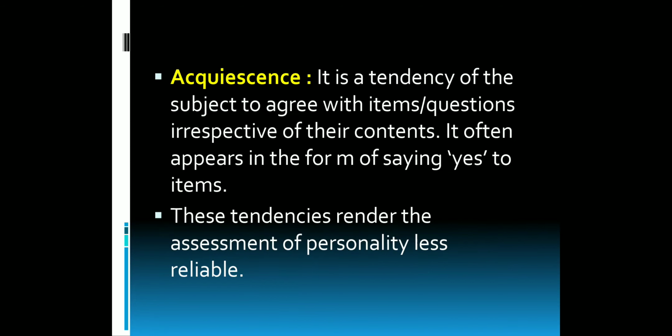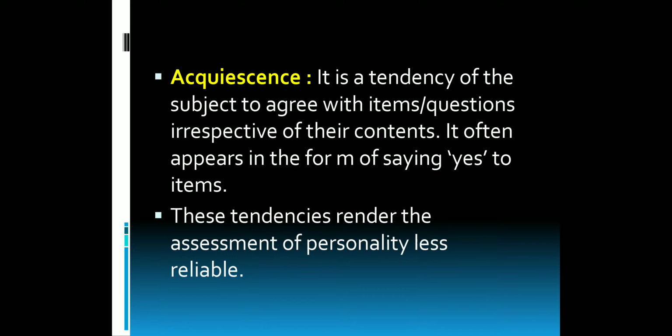Next is acquiescence. It is a tendency of an individual to agree with the items or questions irrespective of their content. It often appears in the form of saying yes to the items. These tendencies render the assessment of personality less reliable. Now, an example of acquiescence is the OMR sheet. When you have to fill up an OMR sheet and you don't have much time, you make a pattern. First 5 all A, then B, then C, then D.